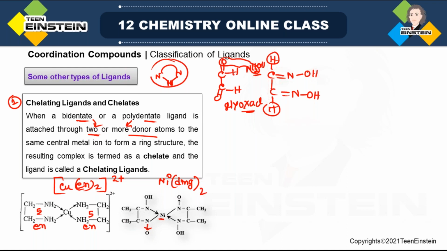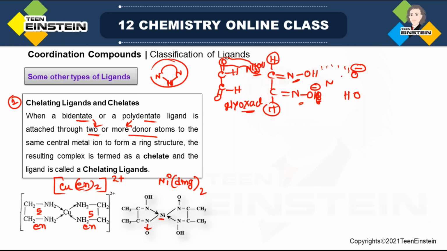Okay, nickel DMG2. In each DMG, there are two donating sites, because if we remove one hydrogen, there will be an O negative charge. Fine. So one OH, the other oxygen is O minus, and on the other side it will be the opposite. Now OH and O minus. Okay. But the donating site is not oxygen, here the donating site is nitrogen. And what happens? Hydrogen bond formation is possible between this oxygen and hydrogen.